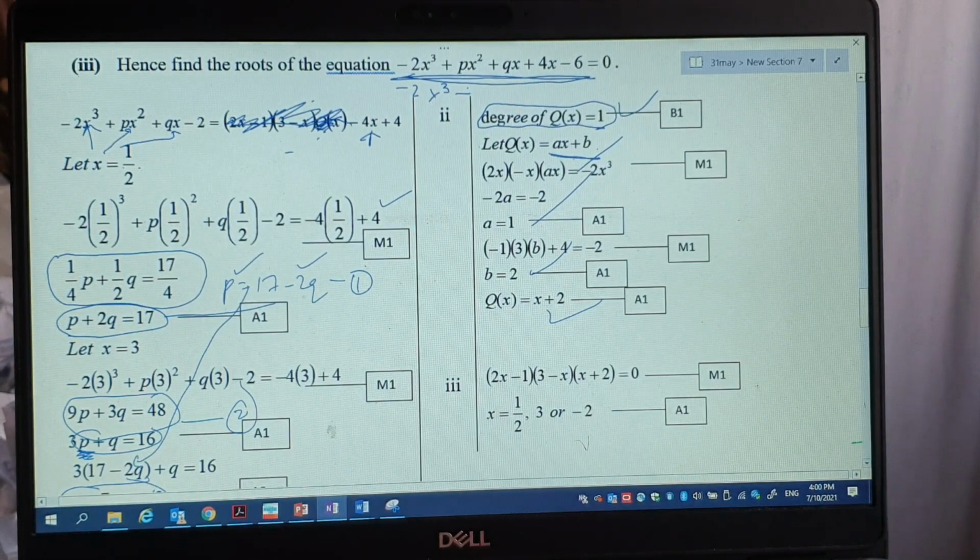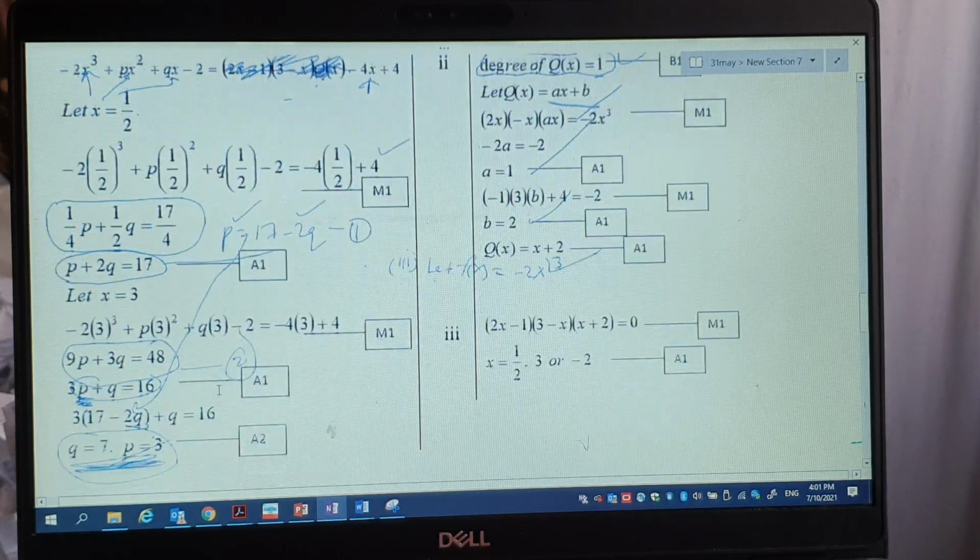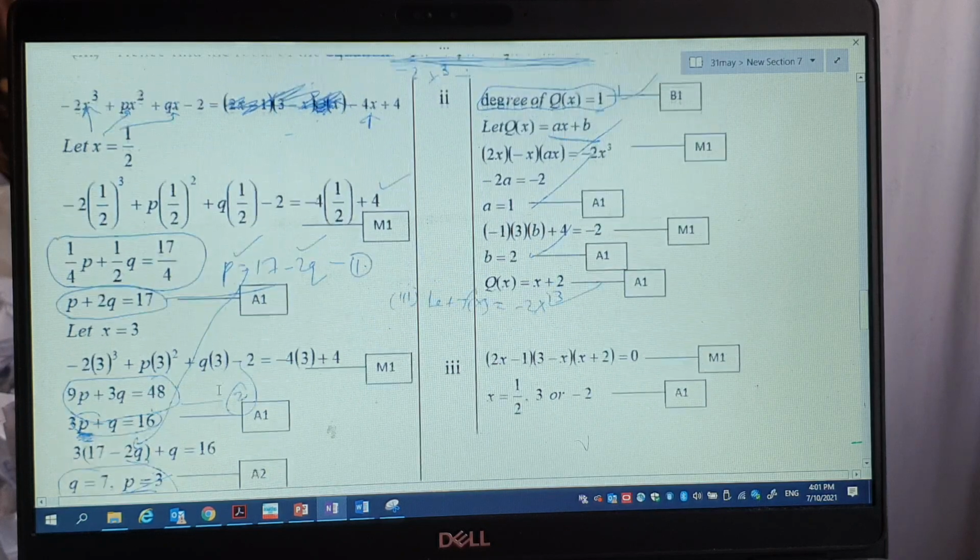Okay, then you ask me, how did you get this? You cannot just anyhow do like that, you must let. Okay, this is part 3. I'm just telling you this is the answer, okay? So I am showing you the working now. You must show the working, otherwise you won't get the marks. P and Q just now we have found already. It's 3 and 7.